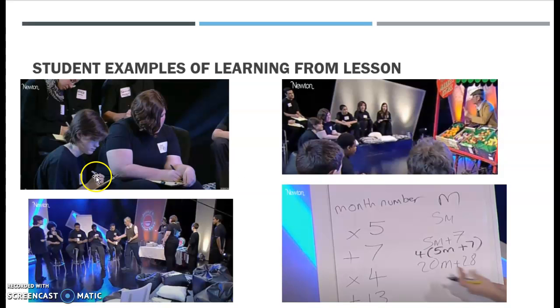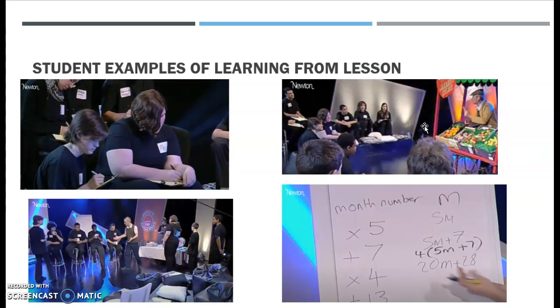Some student examples from the lesson. This first slide is the students working on the birthday example, or that hook, in order for them to figure out their number and for him to guess their birthdays, which he does within 2 seconds for each student. It's amazing.